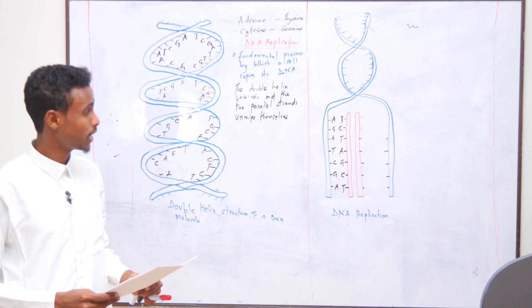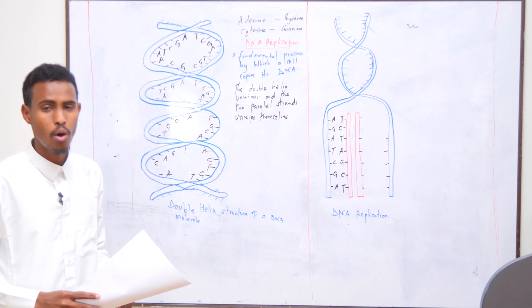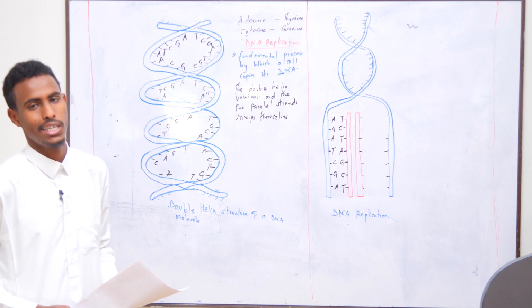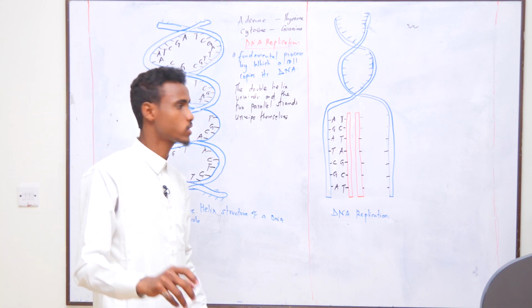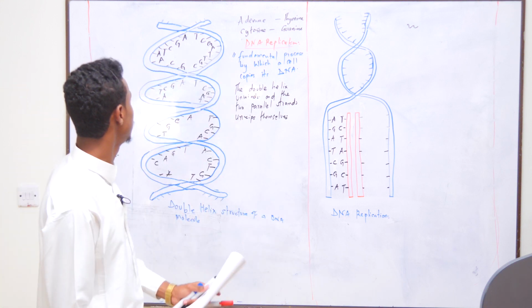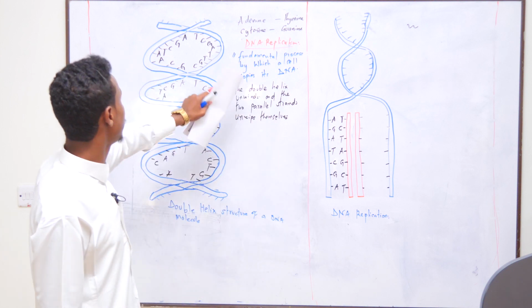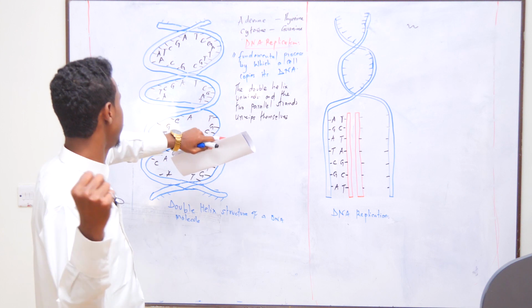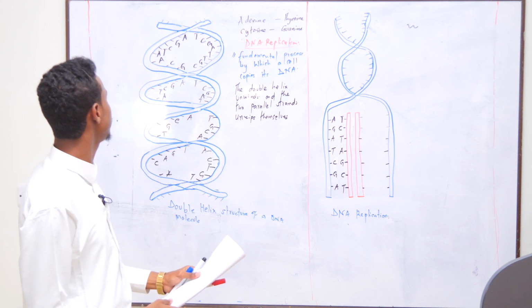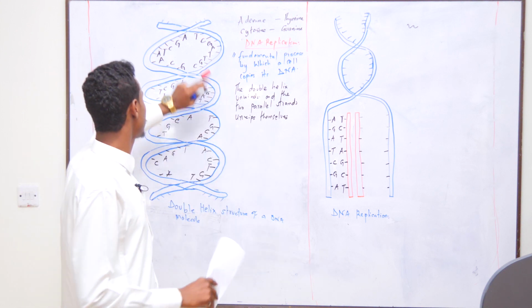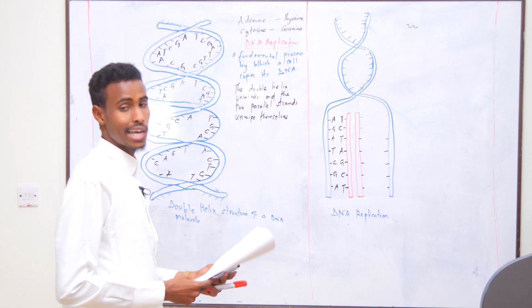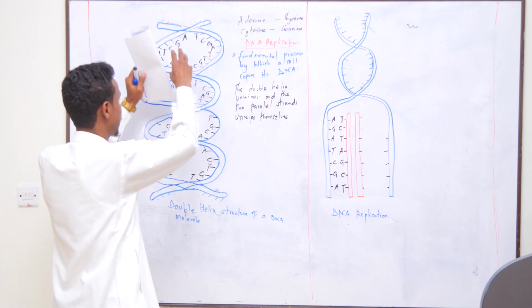Another important thing, class, is I want us to know how a replicated DNA looks like. Now, if I summarize this, what I mean, class, is that DNA replication is the fundamental process by which a cell copies its DNA. Very good. Again, during DNA replication, the double helix unwinds and the two parallel strands unzip.